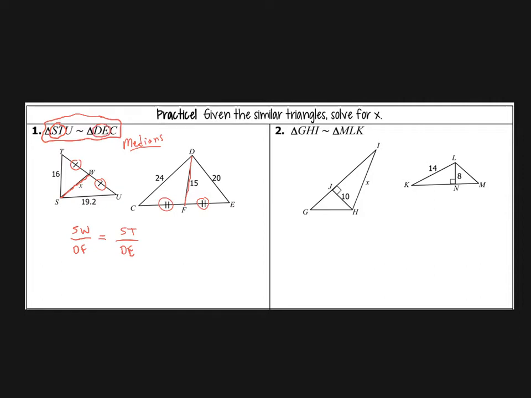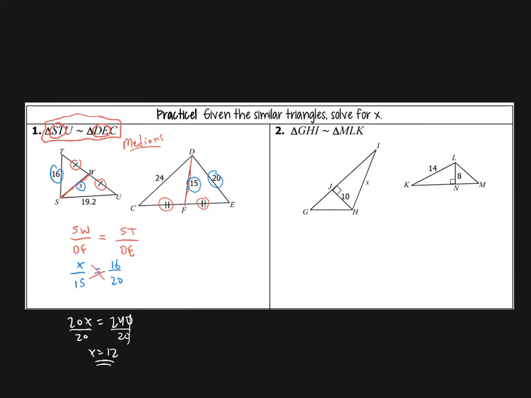So now all I'm going to do is just substitute in the known or given information. SW is X, so instead of SW, I'll write X. Instead of DF, I'm going to write 15, is equal to, instead of ST, I'm going to write 16. And instead of DE, I'm going to write 20. So now I have a true and solvable statement. So I'm just going to go ahead and cross multiply and solve. I'm going to get 20x is equal to 15 times 16. And a quick little bout on the calculator gives me 240. Divide by 20, divide by 20. Okay, x is going to be 12. And there you have it.